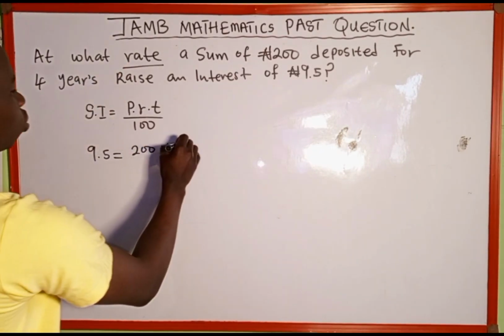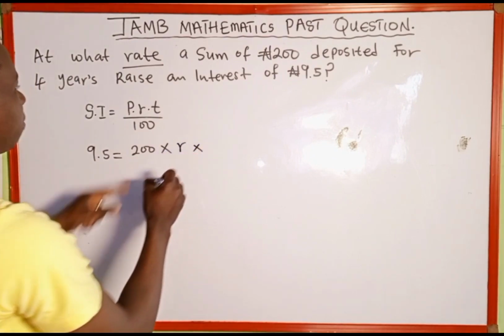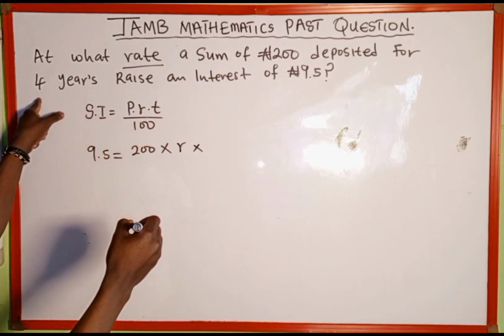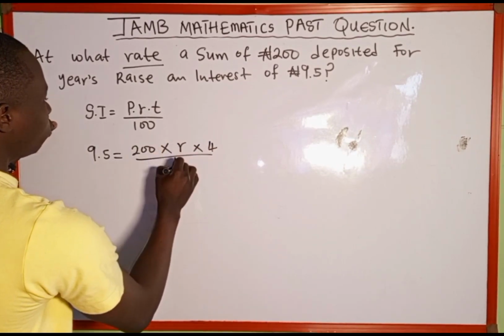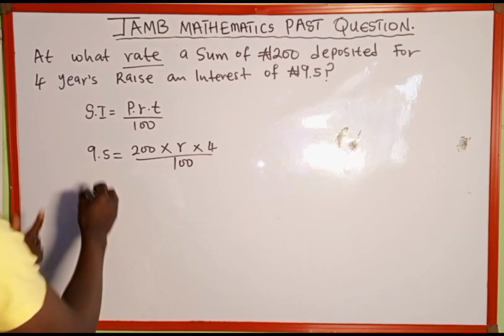We are looking for the rate, so we keep R constant. Then multiply by what? Time. So how many times? In 4 years. So the time there is going to be 4. Then all over the 100 is constant from the formula. So now we're going to simplify this.